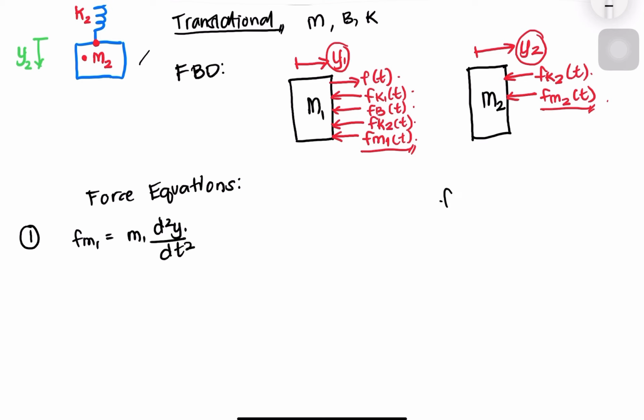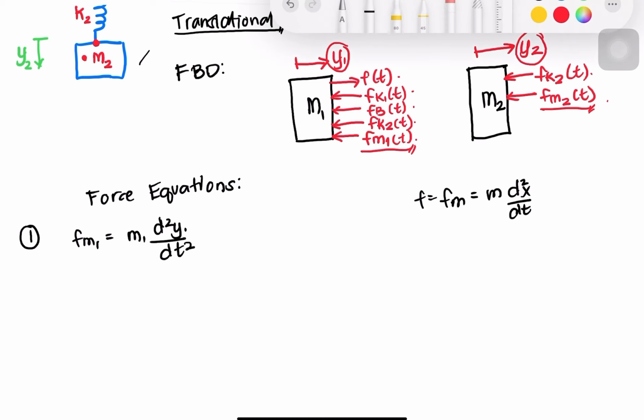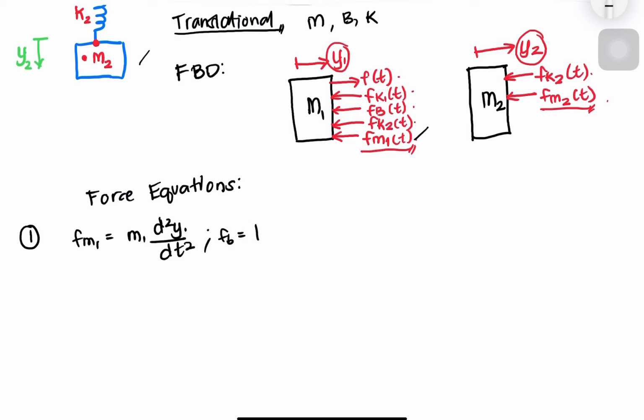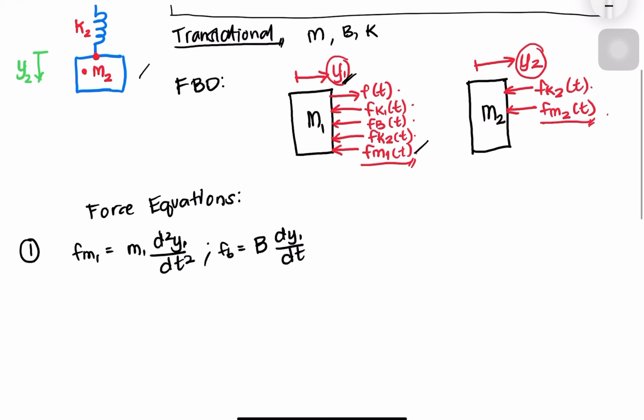So this is from the formula F = ma, which is m d²x over dt², because remember, a mass is a function of acceleration. Then we also have FB = b dy1 over dt. So I'm using y1 here because that's the displacement connected to M1. And then what else?